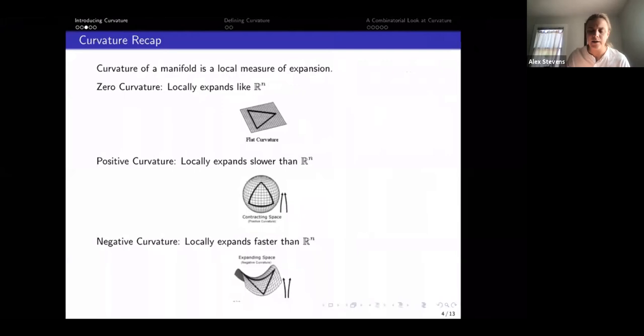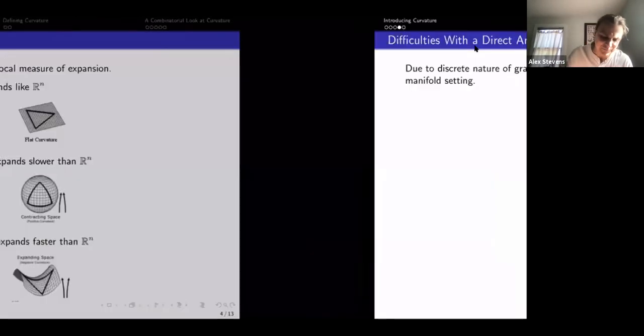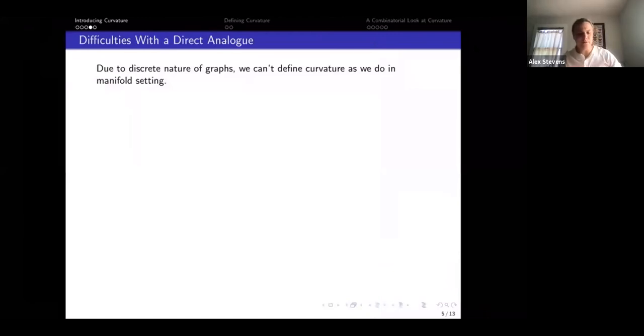So in our graph setting, we would like graphs with zero curvature to expand like their discrete counterpart. We would like this positive curvature notion in the graph setting to deal with graph expansion in the same sort of way. So that's our goal. But unfortunately, due to the discrete nature of graphs, we just can't define curvature in a super natural way, like we do in the manifold setting.